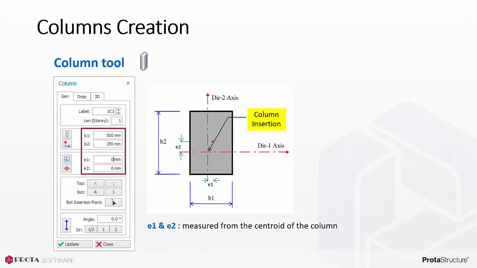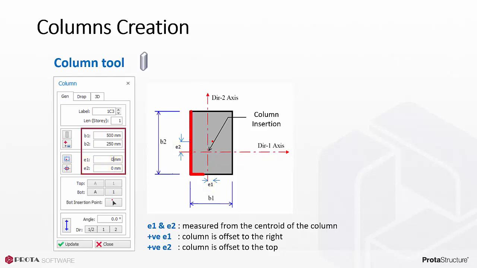The exact position of the column can also be moved by inputting a horizontal eccentricity, E1, and a vertical eccentricity, E2. This eccentricity is defined with respect to the centroid of the column area, as shown in the red dot here. By default, when you insert a column, E1 and E2 are 0, which means the insertion point coincides exactly with the centroid of the column. A positive E1 offsets the column to the right, vice versa. A positive E2 offsets the column to the top, vice versa.